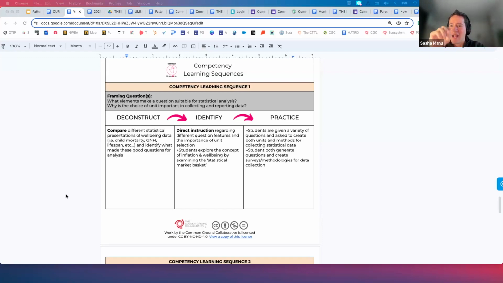And we'll be looking into how do they come up with our GNH is 88 for the year. What is that? What goes into that number 88? And they've unpacked it very nicely on their website. Child mortality, how do you measure this? Right? What are the units of this? And we'll identify what makes these good questions for analysis.